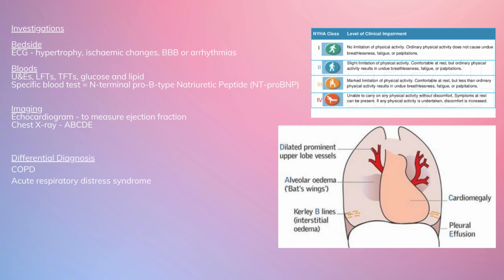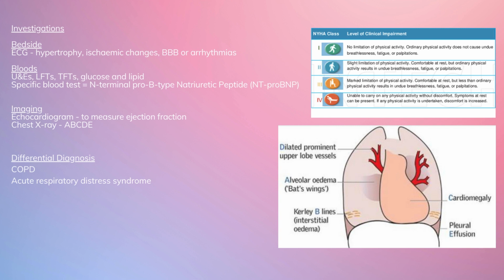In classification 3, any kind of physical activity is going to lead to them feeling breathless or fatigued or having palpitations. Although they may be quite comfortable at rest, they're less able to do ordinary physical activity. And in terms of class 4, they're unable to carry out any physical activity without visible discomfort. There may be symptoms of heart failure even at rest, and any physical activity that is taken can compromise their comfort and lead to symptoms of heart failure.